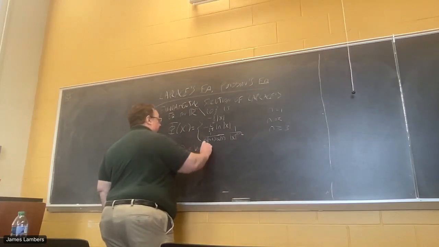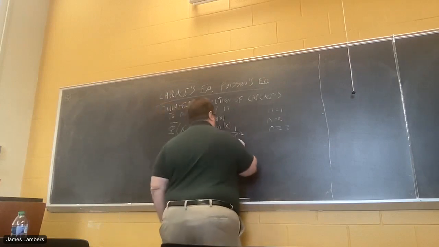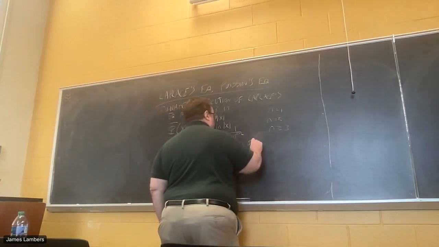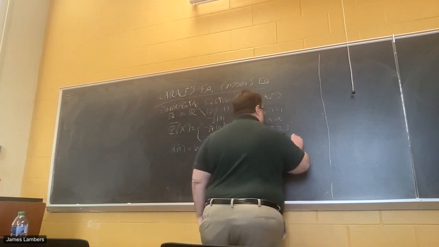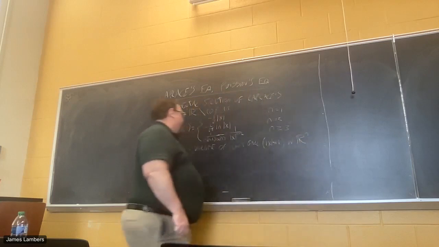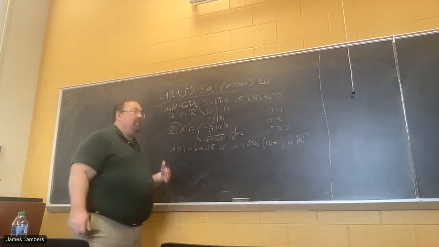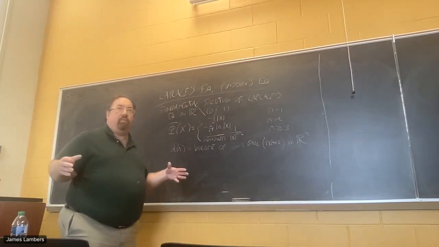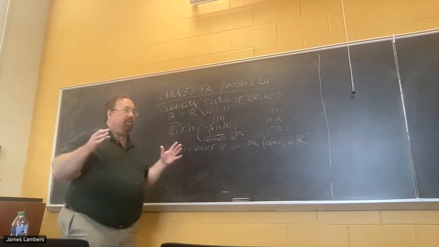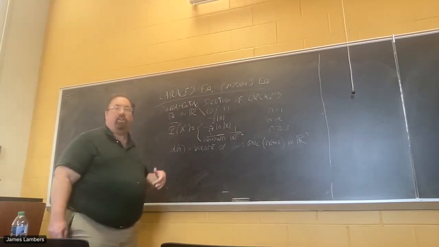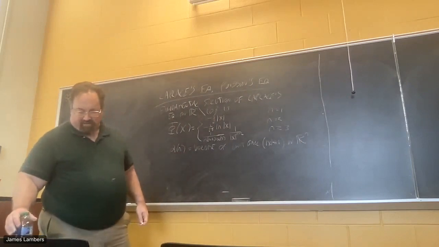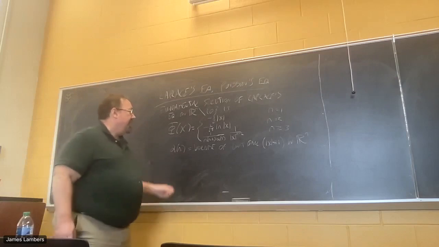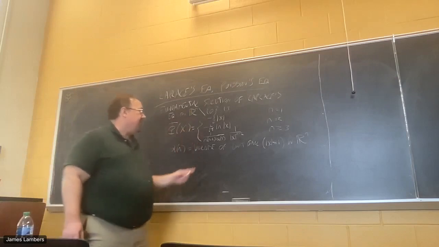Alpha of n equals the volume of a unit ball. In other words, all points x where the magnitude is less or equal to 1 in Rn. So for instance, in the case of n equals 3, you'd have the sphere be not just the boundary, but the interior, the volume of that. So in other words, what is it, the 4/3 pi r cubed? Yeah. Okay.